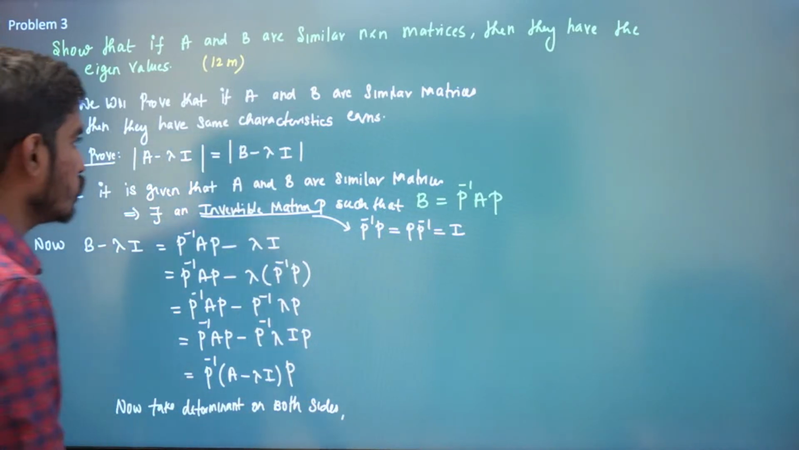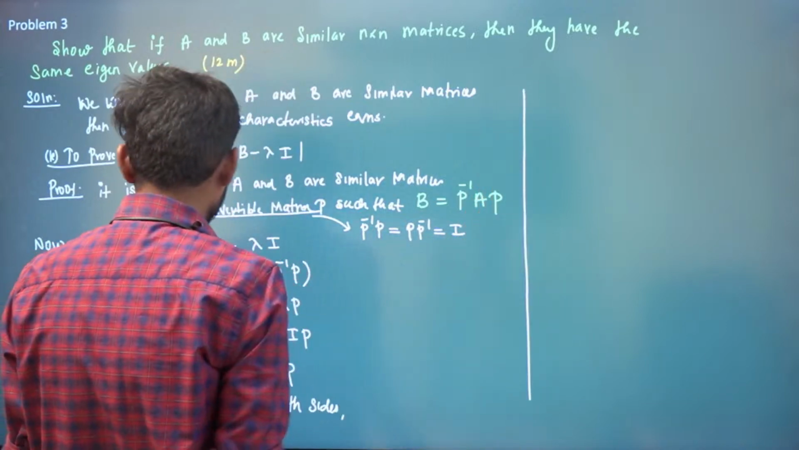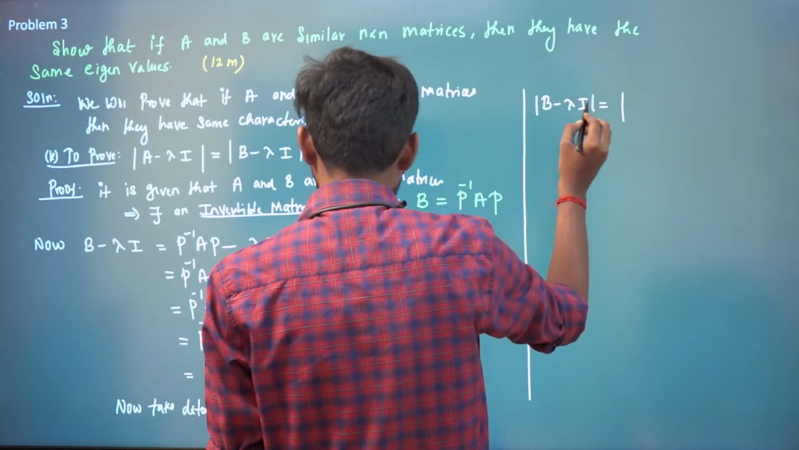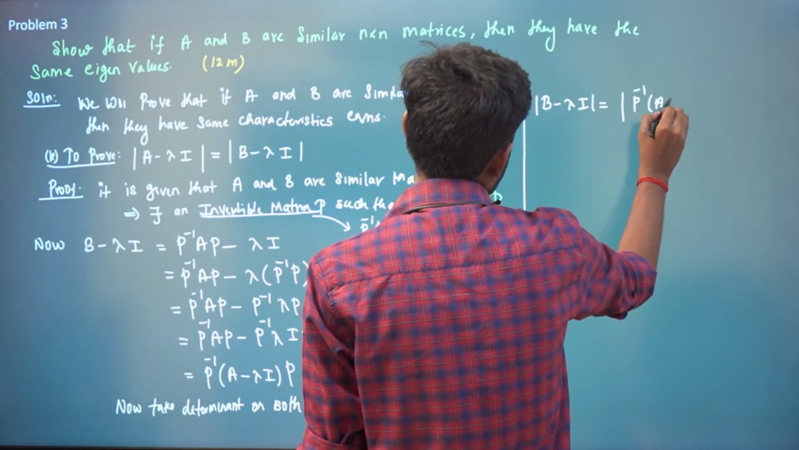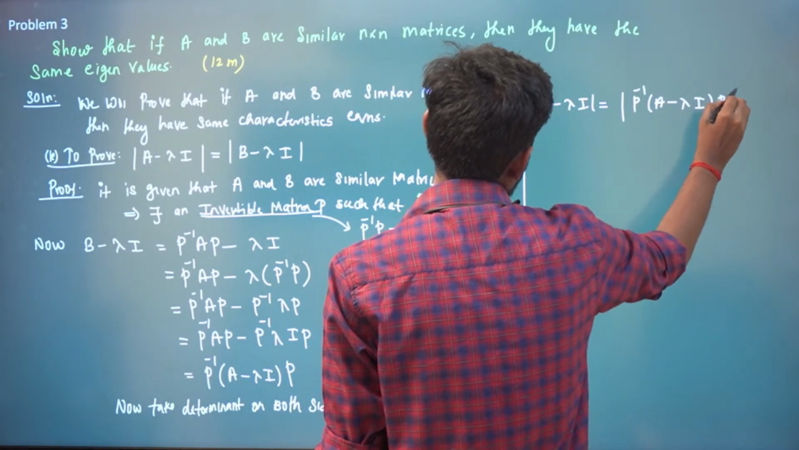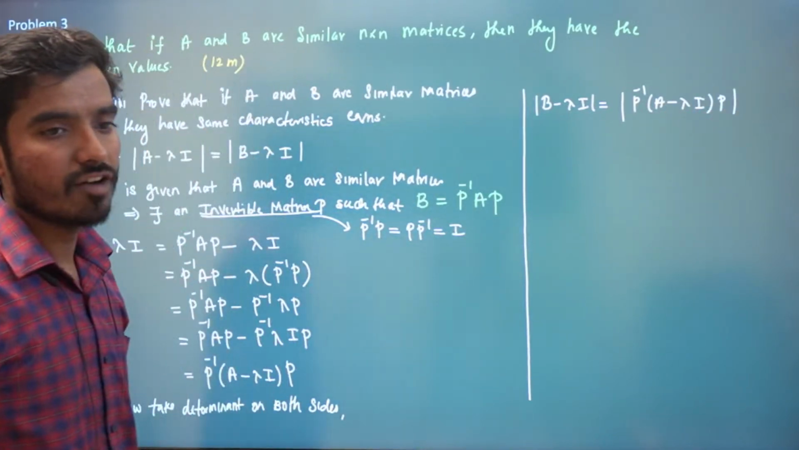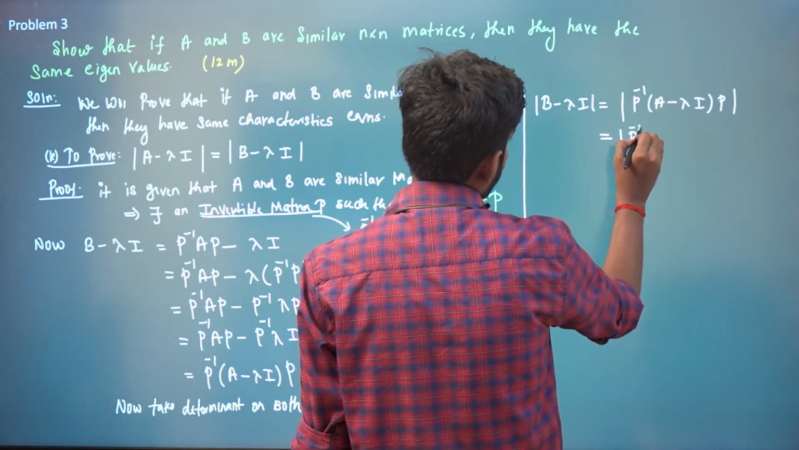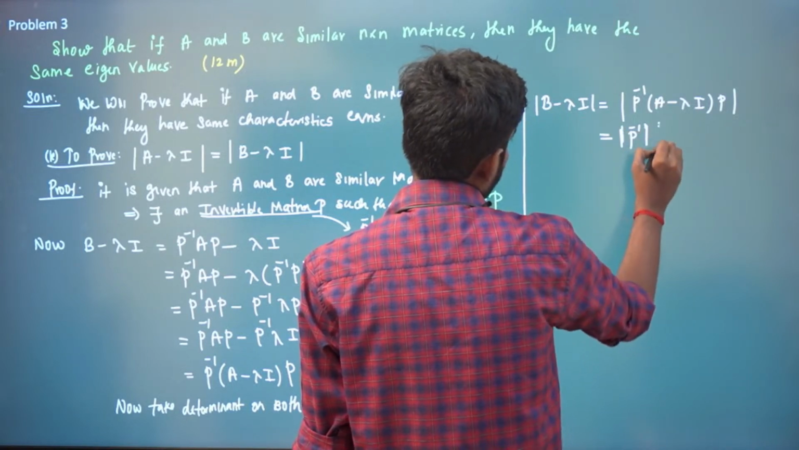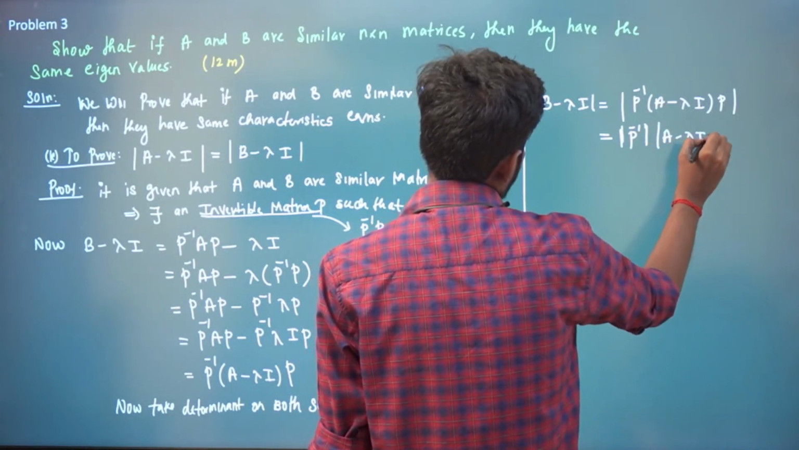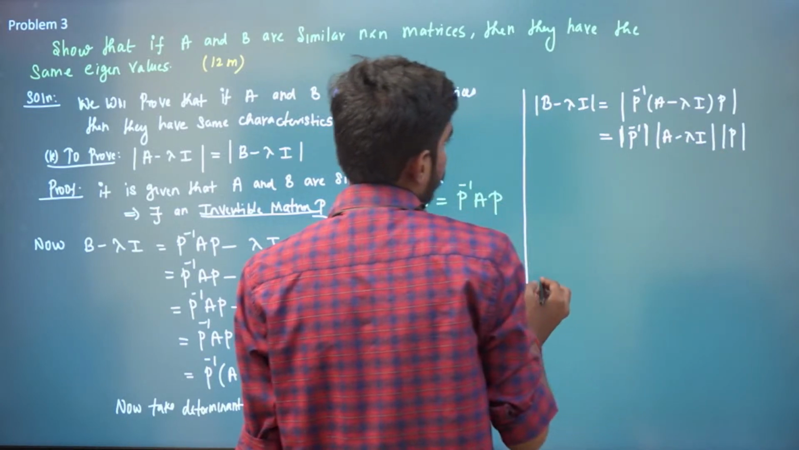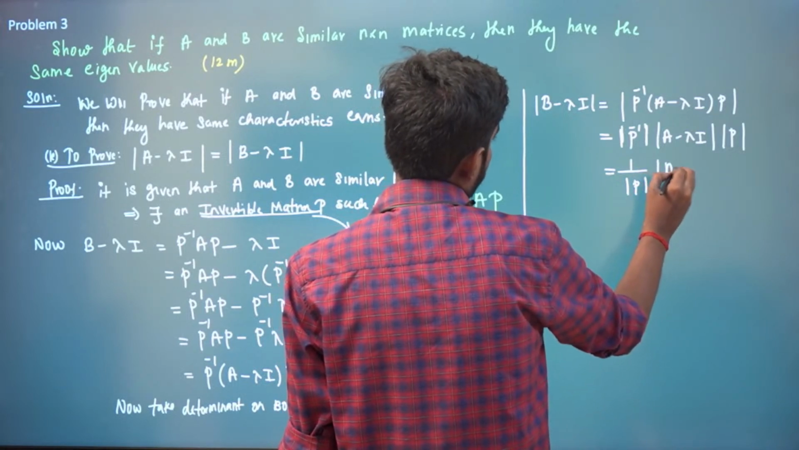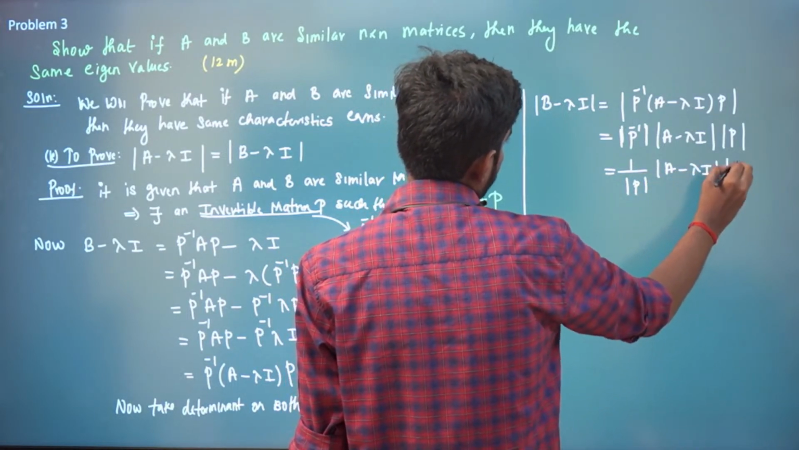Now take determinant on both sides. What do we have? Determinant of B minus lambda I is equal to determinant of P inverse (A minus lambda I) P. By properties of determinant, determinant of AB is determinant of A into determinant of B. So I can write this as determinant of P inverse, determinant of A minus lambda I, and determinant of P. Determinant of P inverse is 1 by determinant of P, and the determinant of A minus lambda I I will keep as it is, times determinant of P.